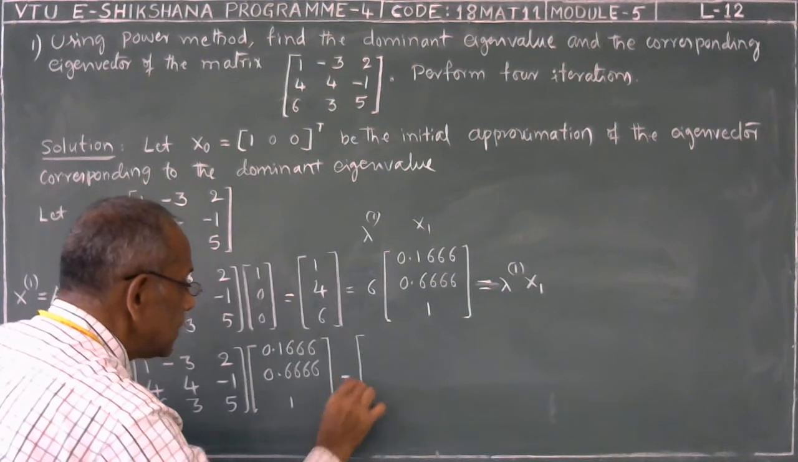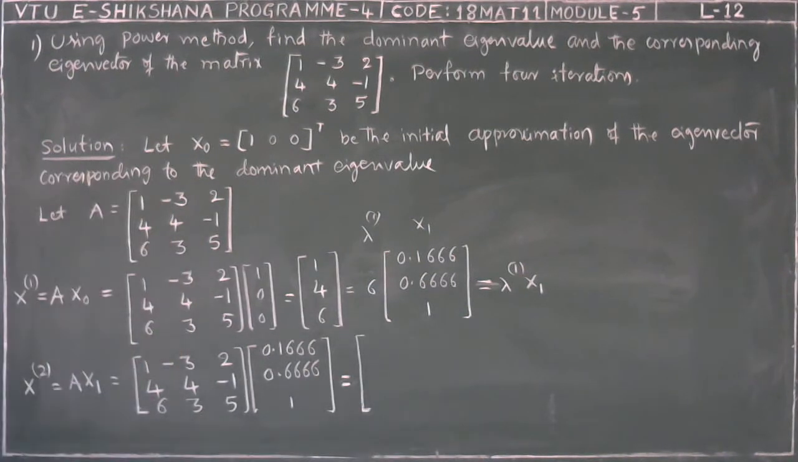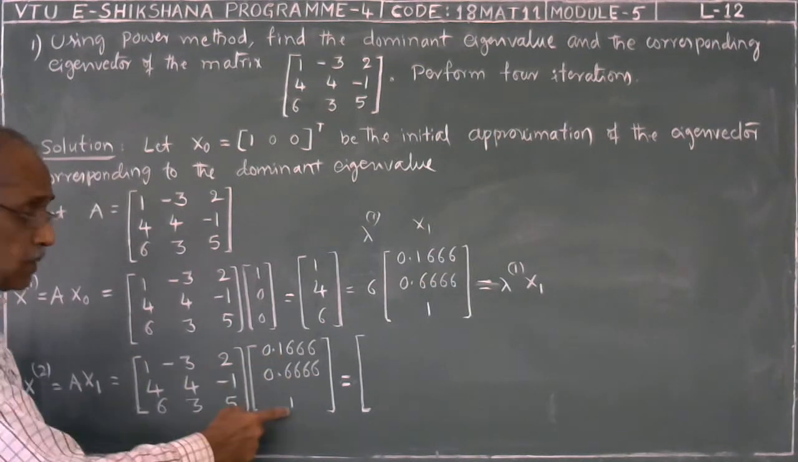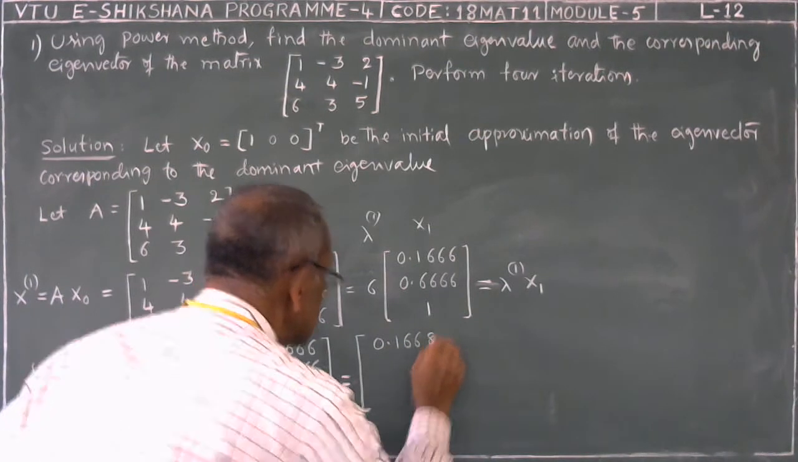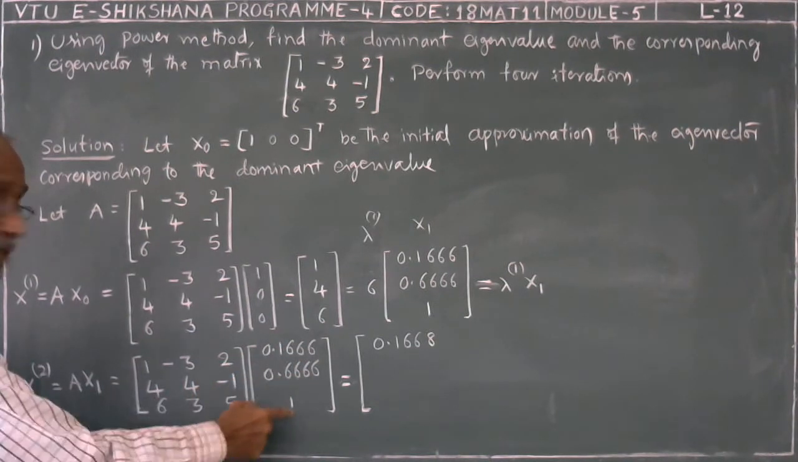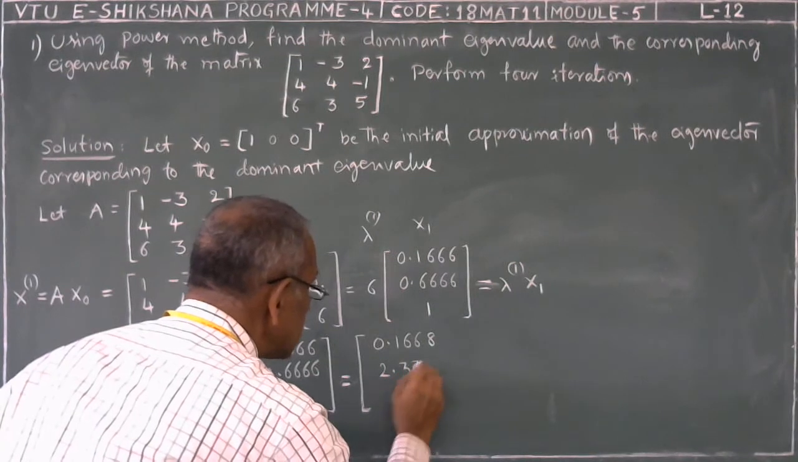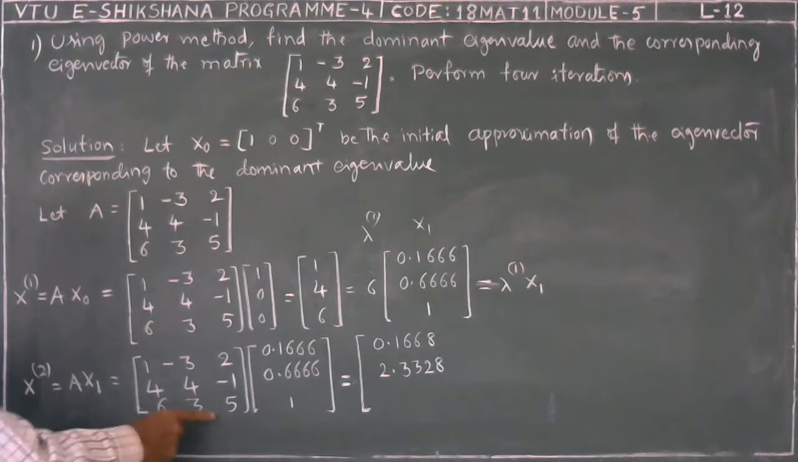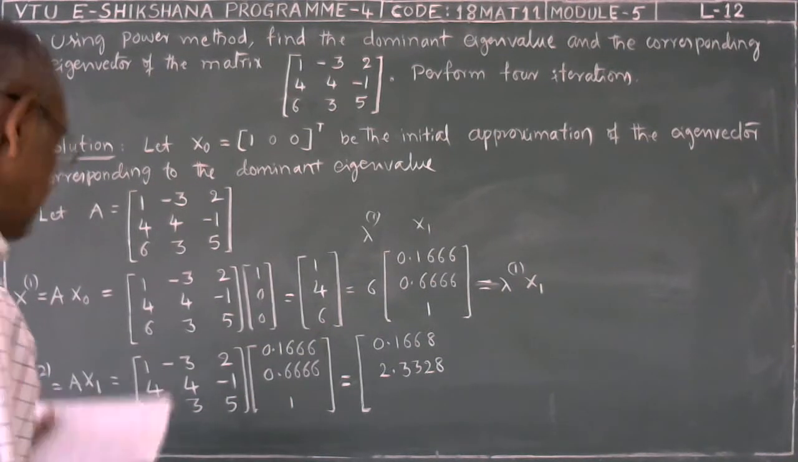Again, using multiplication of these two matrices carefully using a calculator, you will get: 1 into this minus 3 into this plus 2 into this will give you 0.1668. Then 4 into 0.1666 plus 4 into this minus 1 into this will give you 2.3328. Then with the last row, this into this plus 3 into this plus 5 into this will give you 7.9994.